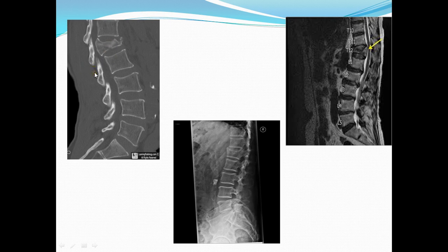If two columns are involved or damaged, that is unstable. If you look at this vertebra, both the anterior and middle columns are involved, and that is compressing this area, the spinal cord. The spinal cord will be damaged, and this is unstable. If you look at this MRI, the D12 vertebra is collapsed, compressing the spinal cord, and both the anterior and middle columns are involved, and this is again unstable. So whenever there is an unstable spine, that needs stabilization, and for that we go for surgery.